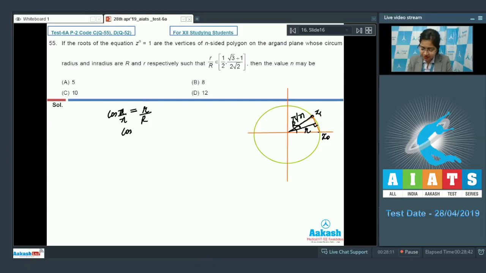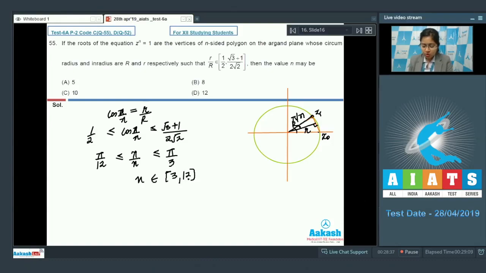Now it has been given that cos pi by n is going from 1 by 2 up till root 3 plus 1 upon 2 root 2. That is, pi by n is going from pi by 12 up till pi by 3. That is, n belongs from 3 to 12. So from the given options, it can be seen that all the values are given in between this interval, so it can take any of the 4 values. So the answer of this question will be A, B, C, D.